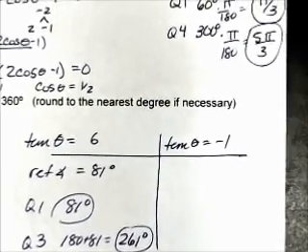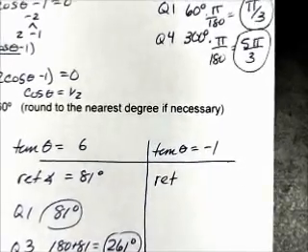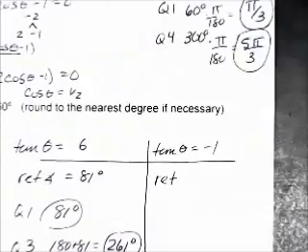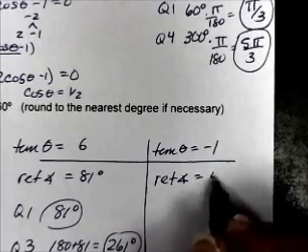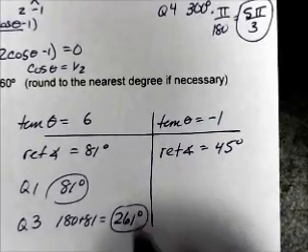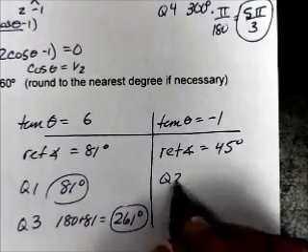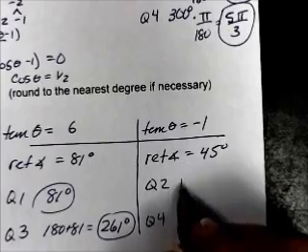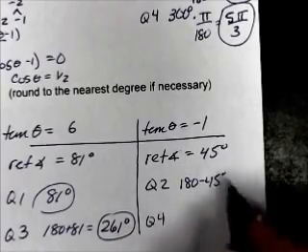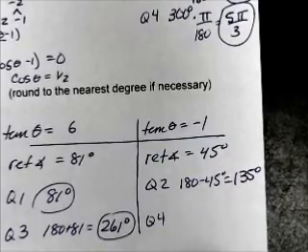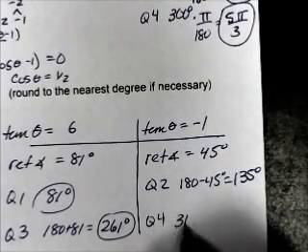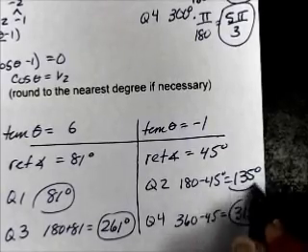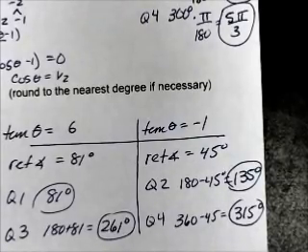And tangent theta equals negative 1, the reference angle. Remember, we're keying in second tan 1. 45 degrees is a reference angle. Tangent is negative in quadrants 2 and 4, and a 45-degree reference angle in quadrant 2. 180 minus 45 would be a 135-degree angle. And in quadrant 4, 360 minus 45, 315. And there are our 4 values of theta.